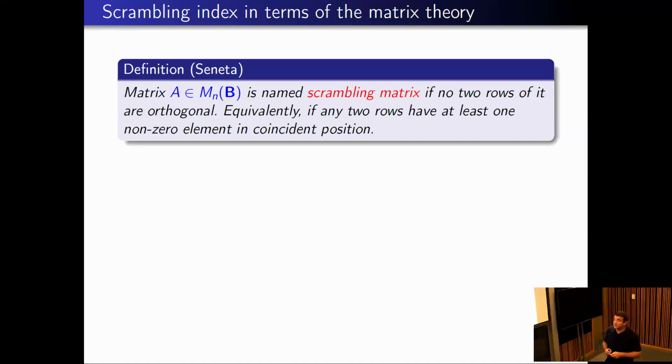For this, you need the notion of a scrambling matrix. This notion goes back to Seneta. A scrambling matrix is a matrix such that no two rows of this matrix are orthogonal. In other words, for any couple of rows you should have a certain column where you have ones both in the first row and in the second row.